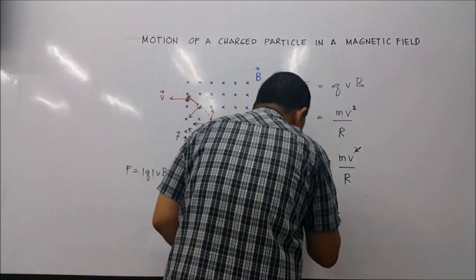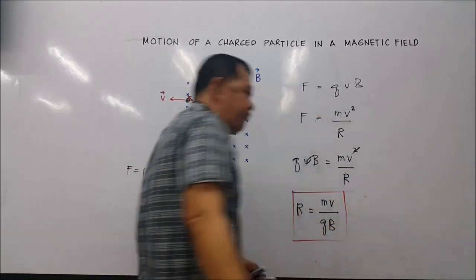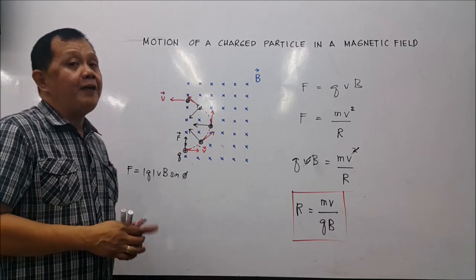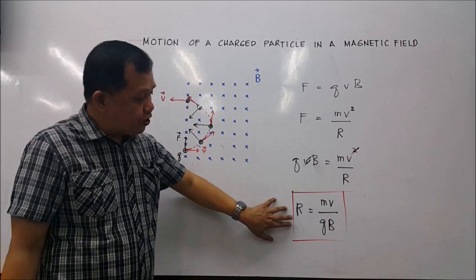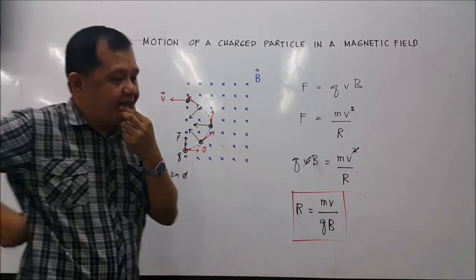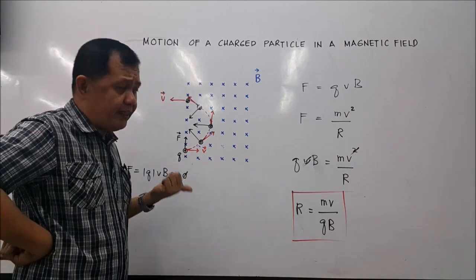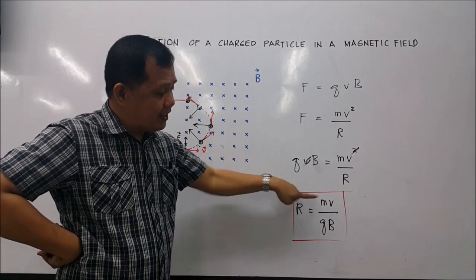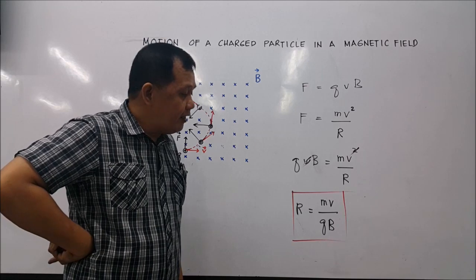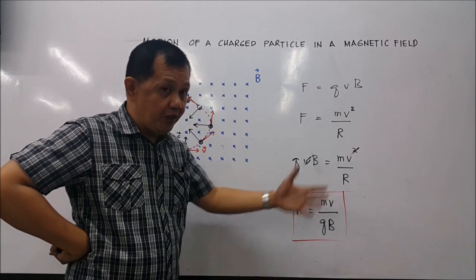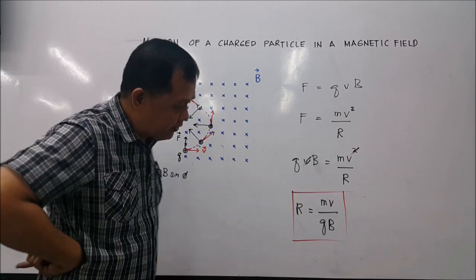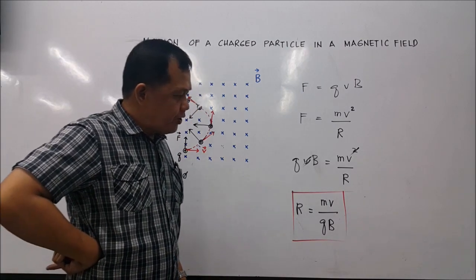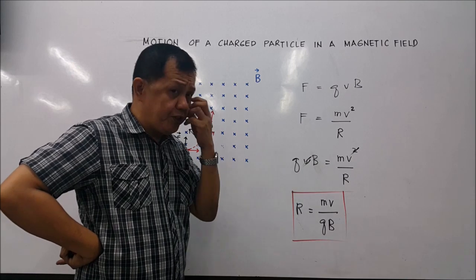Okay, so this describes the motion of the charged particle in the magnetic field. First, the motion is circular, and the radius of the circular path taken by the charged particle in the magnetic field is directly proportional to the mass of the charged particle, directly proportional to the velocity, all other factors being constant. Okay? So, for example, r is directly proportional to m.